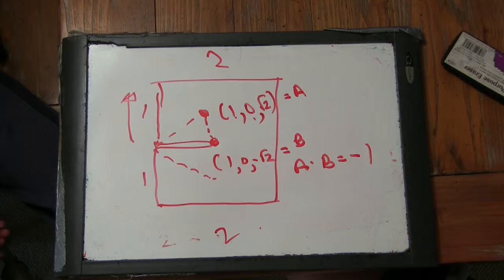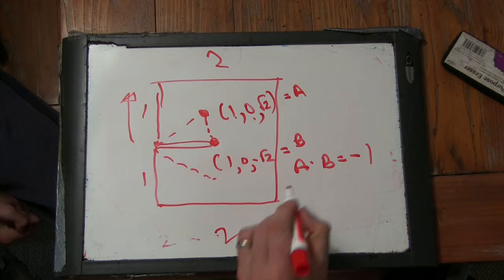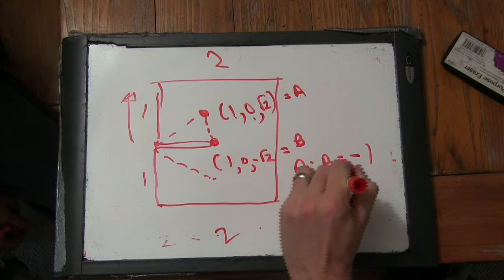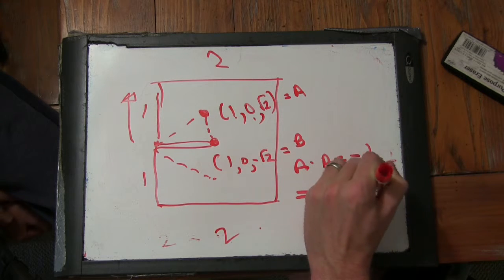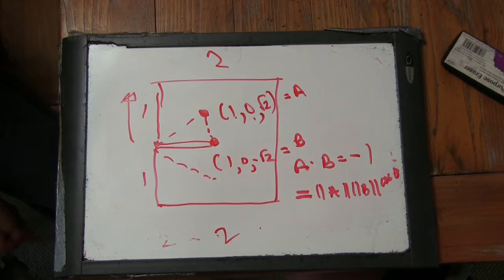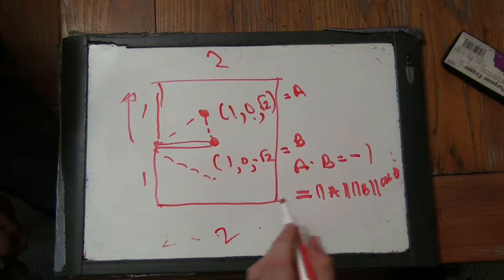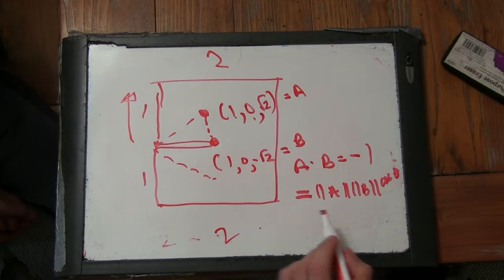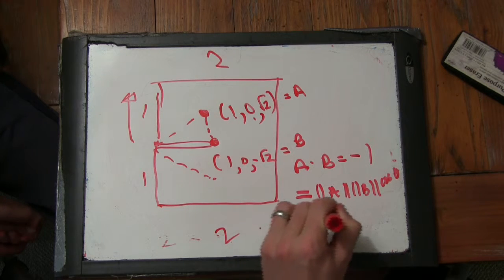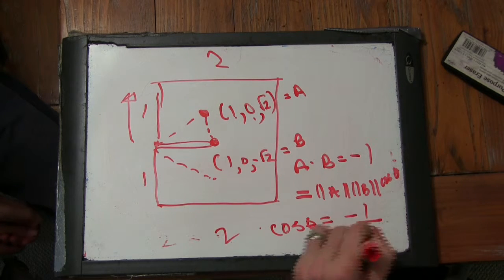Okay, so how are we going to find the angle now? So then we find the magnitudes and multiply those together. And those magnitudes are both root 3. So this equals magnitude A, magnitude B, cosine theta. Okay. So root 3 times root 3 is going to be 3. So we get cosine of theta is minus 1/3.